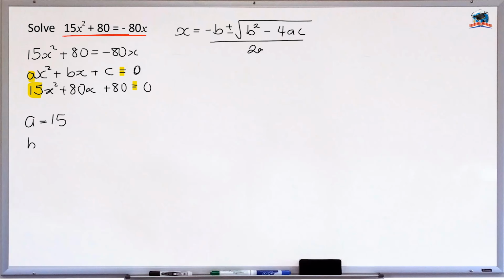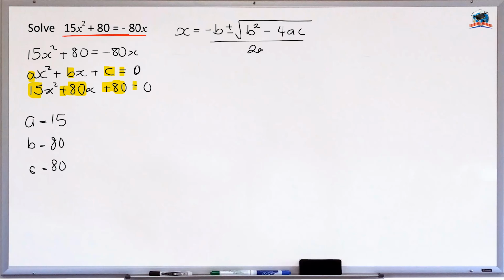Our b will be what? We have b here. Our b will be 80. That's a plus 80, so we're just going to leave it as 80. We don't need to put a plus sign. And then our c, which is this, will be what? It will be 80 here, which is a plus 80. So c is also 80.